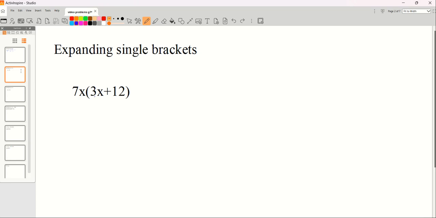This is our second example. This is going to be 7x multiplying with 3x and multiplying with 12. Same rule as before. The 7x needs to first multiply with the 3x, and on the second run needs to multiply with the 12. So it's going to start out with 7x times 3x. That's the first part. And then it's going to be 7x times 12. Now notice there are no negative signs here. The negative signs have a rule on their own, which we will be seeing later.